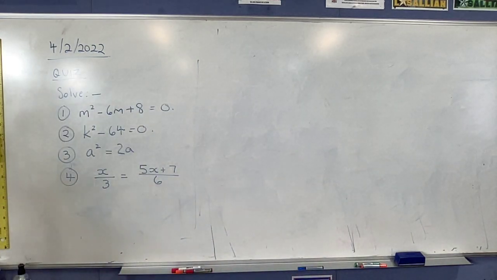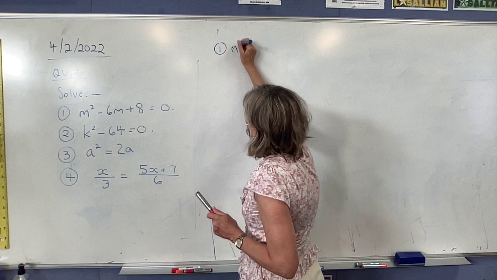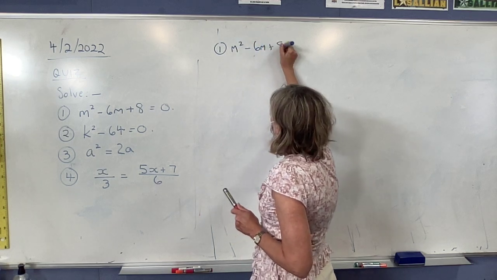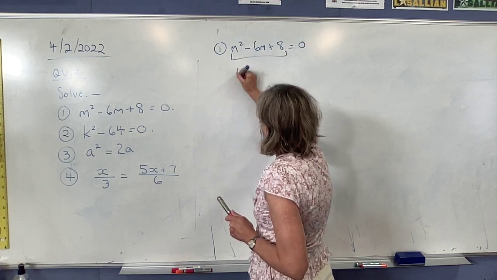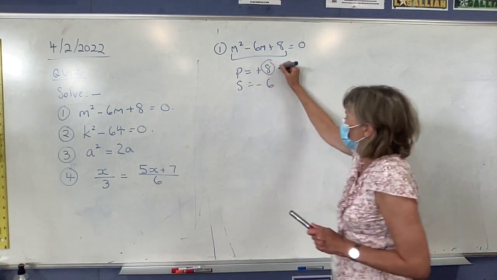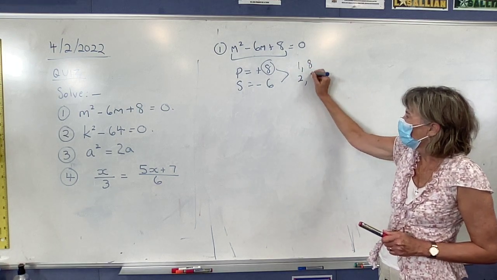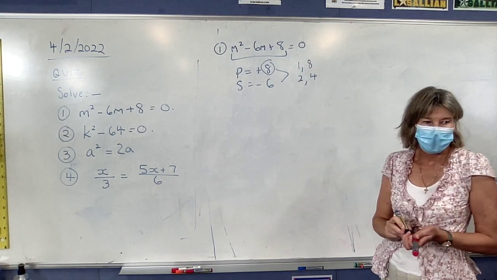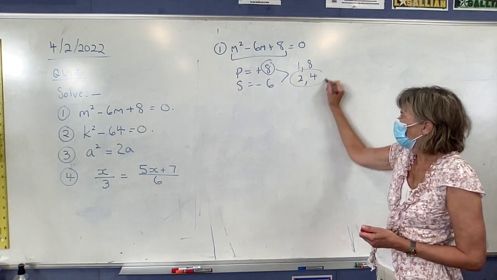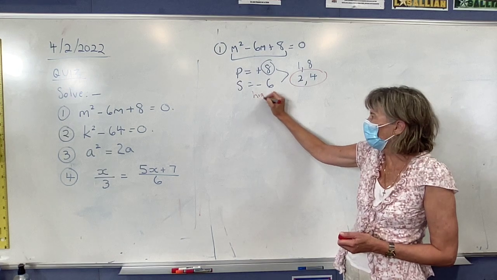Okay, so we're going through these questions. Number 1, Richard. You do product and sum. Yep. So P equals plus 8, and then the sum equals -6. Keep going. You find the factors, so it's 1, 8, 2, 4, and then you use 2, 4 to get the -6. So -6 is the highest, and the highest gets the negative.